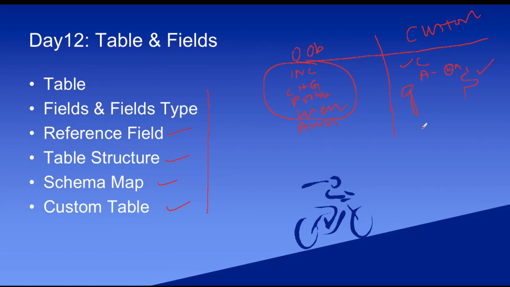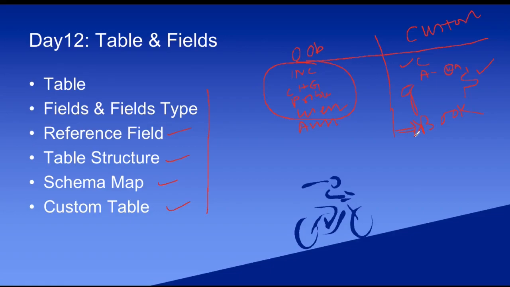For example, book information, right? If you want to store book information, there is no table in which you can store it. For that reason, you can create your custom table. Depending on your use case, you can create a custom table.